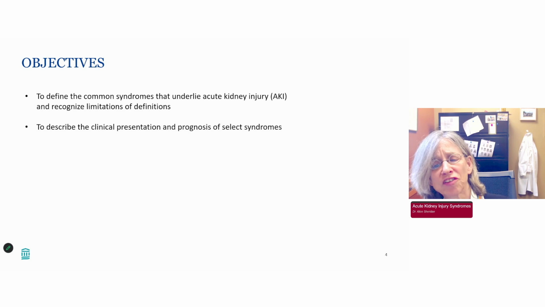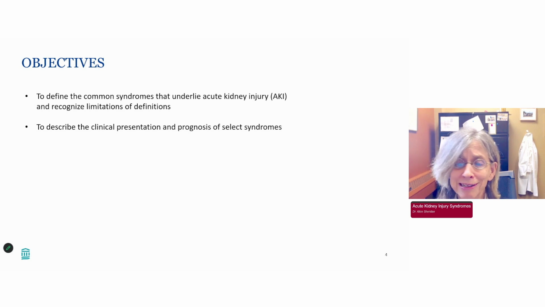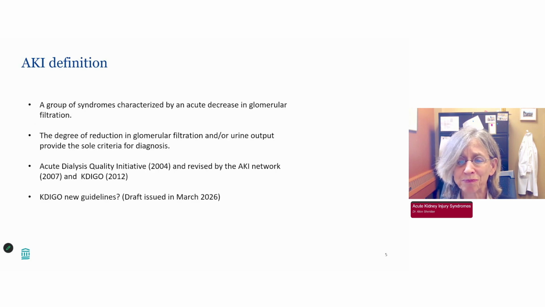The objectives of my talk are to define the common syndromes that underlie acute kidney injury, while recognizing the limitations of the definitions, and to describe the clinical presentation and prognosis of a few select syndromes. It is quite possible I will not get to all the cases that are at the end of your slide deck, but I'll try to stick to the most interesting cases. So how are we defining AKI? Again, not to be redundant.